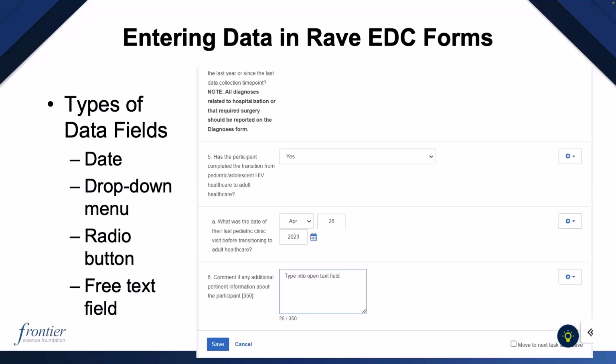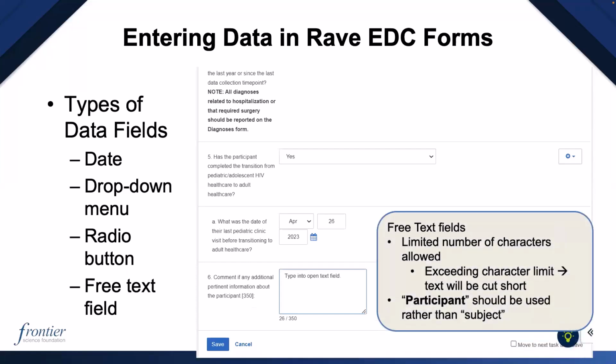Okay. So then we get to question 6, and it asks us to comment about additional information. Note that when you're completing a text field, there's a limited number of characters allowed, and if you exceed the character limit, your answer just gets cut short. So it will just stop typing once you get to 350 characters in this case. So just be mindful of that. And then also use the term participant rather than subject for facts and hope studies.